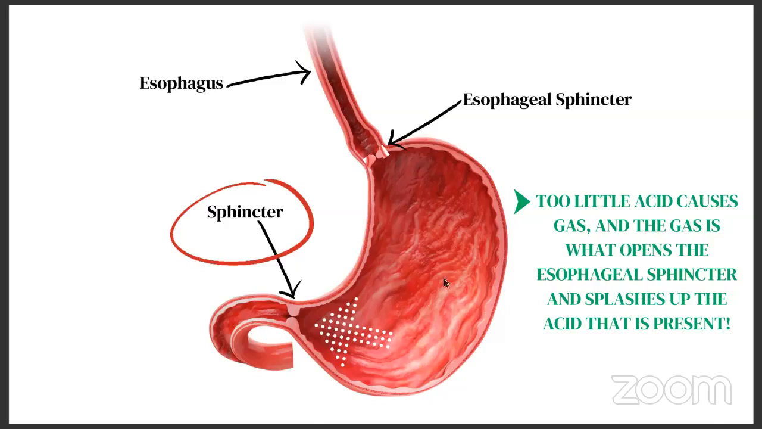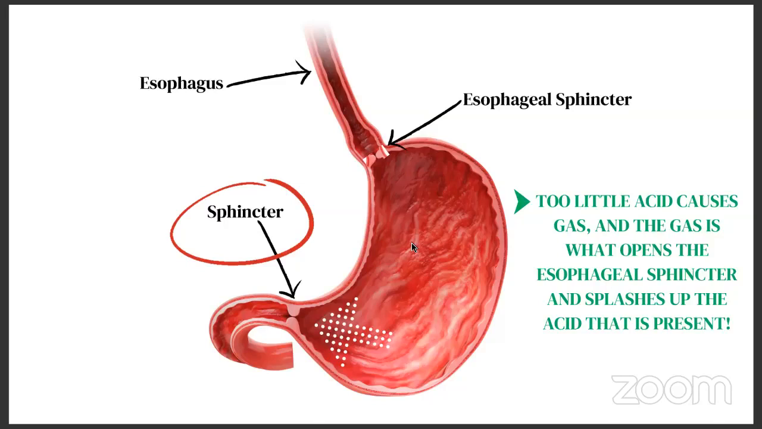Because if you were producing enough acid, this lower sphincter would open and your food would move right through. There wouldn't be this gas production, and the sphincter would stay intact. Now, another thing to remember is that when you overeat, this esophageal sphincter can also get stretched out, and that can be another possible cause as to why the acid may be splashing up as well. Okay, so some things to remember.